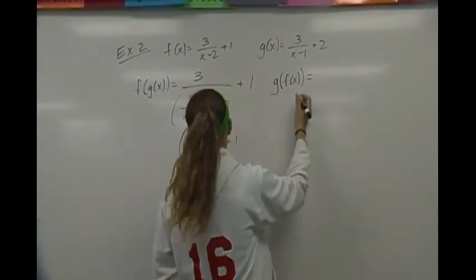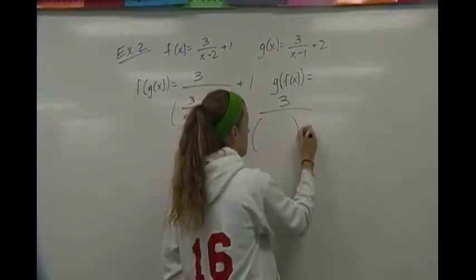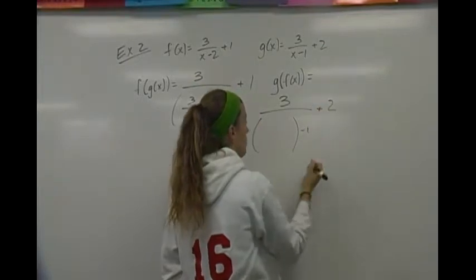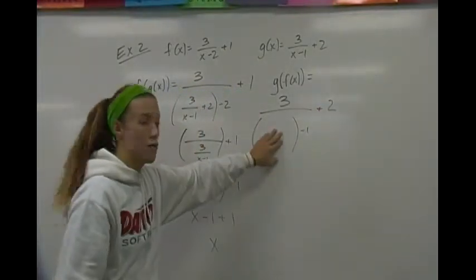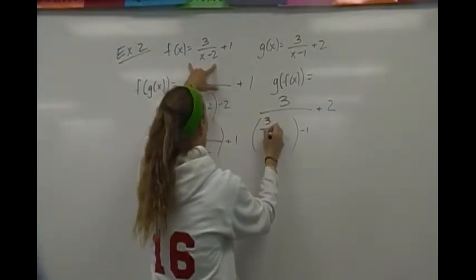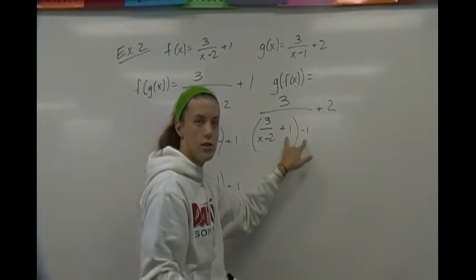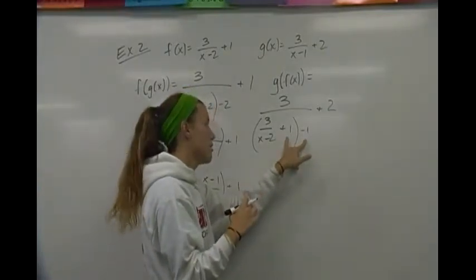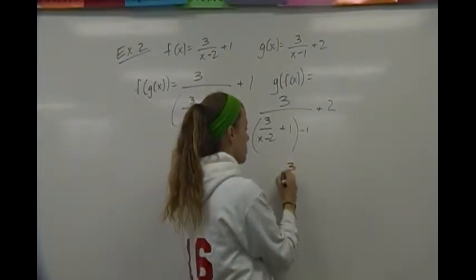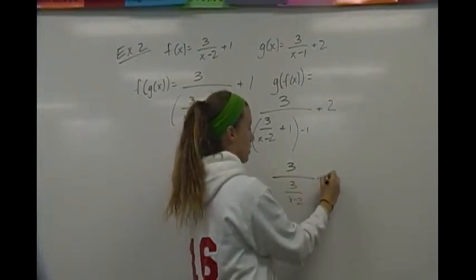So when I do this, I start with my g function, which is 3 over, big parentheses, minus 1 plus 2. Inside these parentheses is the f function. So I'm going to put the f function. F function is 3 over x minus 2 plus 1. Again, first thing that cancels is that denominator, that plus and minus 1. So then I have 3 over x minus 2, and then a plus 2.